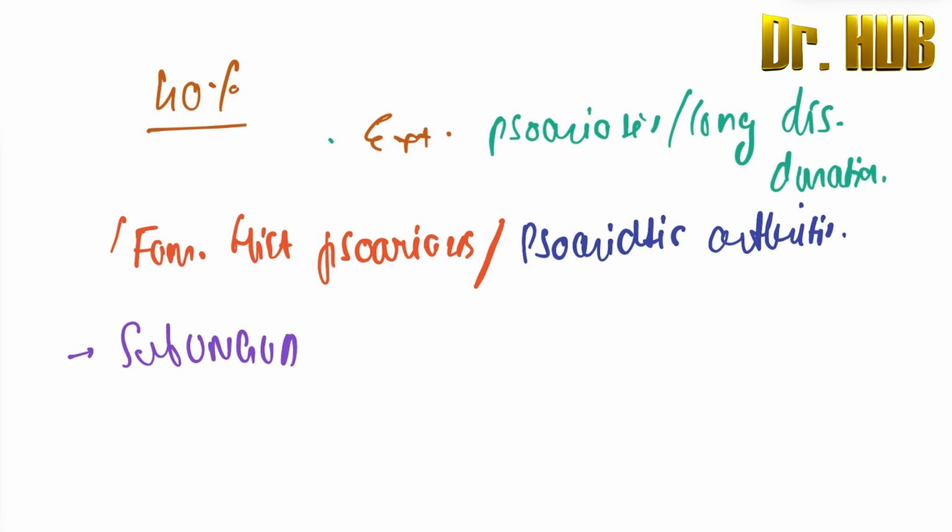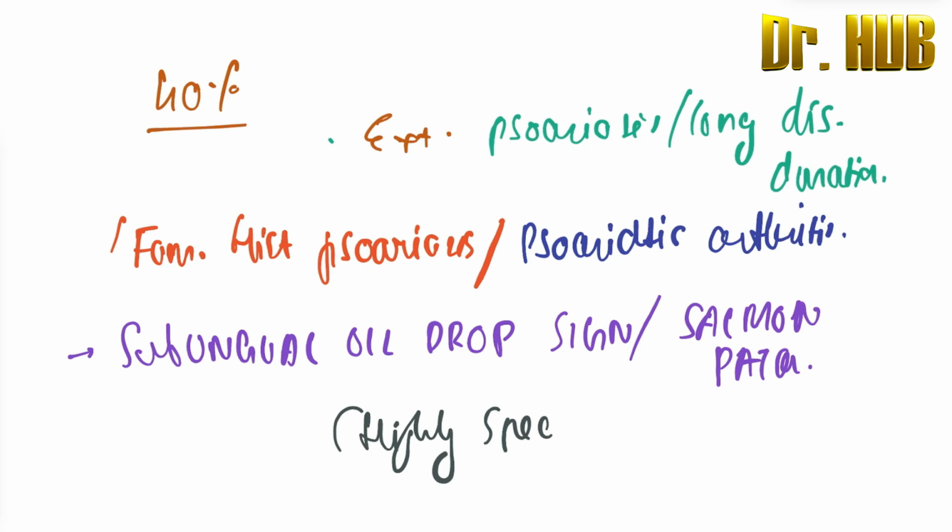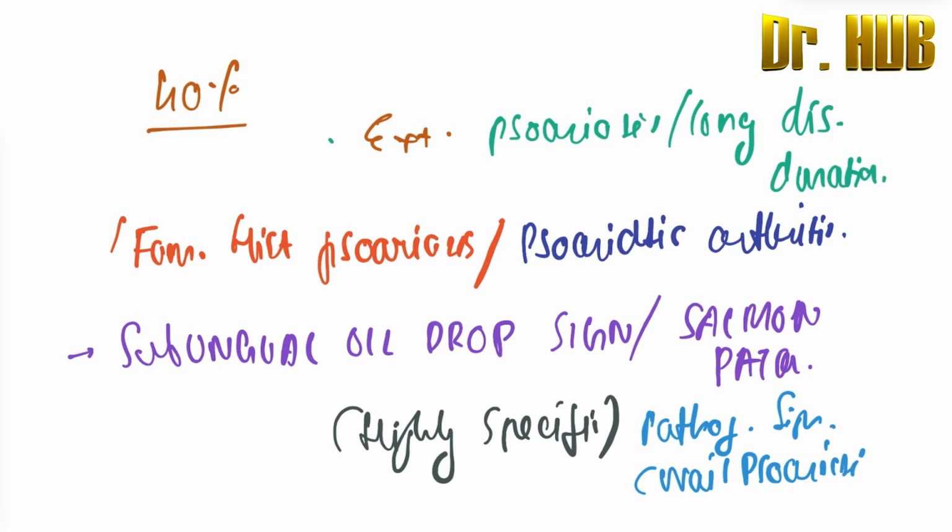The subungual oil drop sign. Then comes the presence of the salmon patch. There is something known as a salmon patch, and this is highly specific. It is a highly specific pathognomonic sign, and this is seen in nail psoriasis.